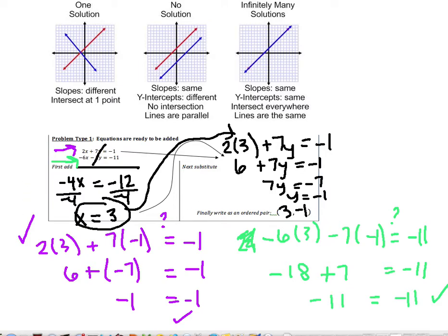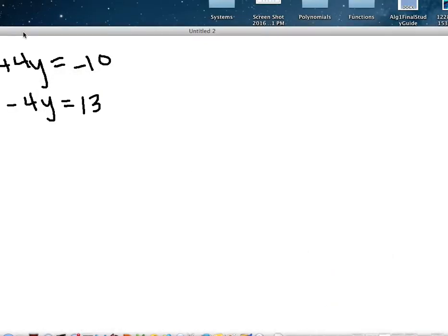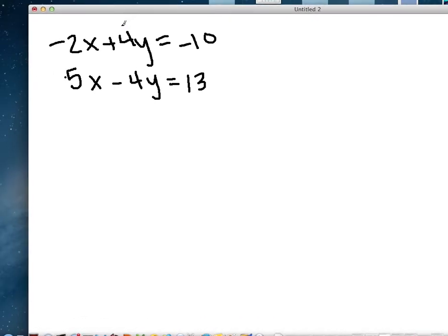Perfect. All right, so that was the one that's in the example box, and now we're just going to do one more that's in your packet together. So this is number 1. We have negative 2x plus 4y equals negative 10, and 5x minus 4y equals 13. So when we solve this, the directions would be to solve this system. So you're looking for the coordinate point that works for both of them. So it's where they would intersect if we graph them.